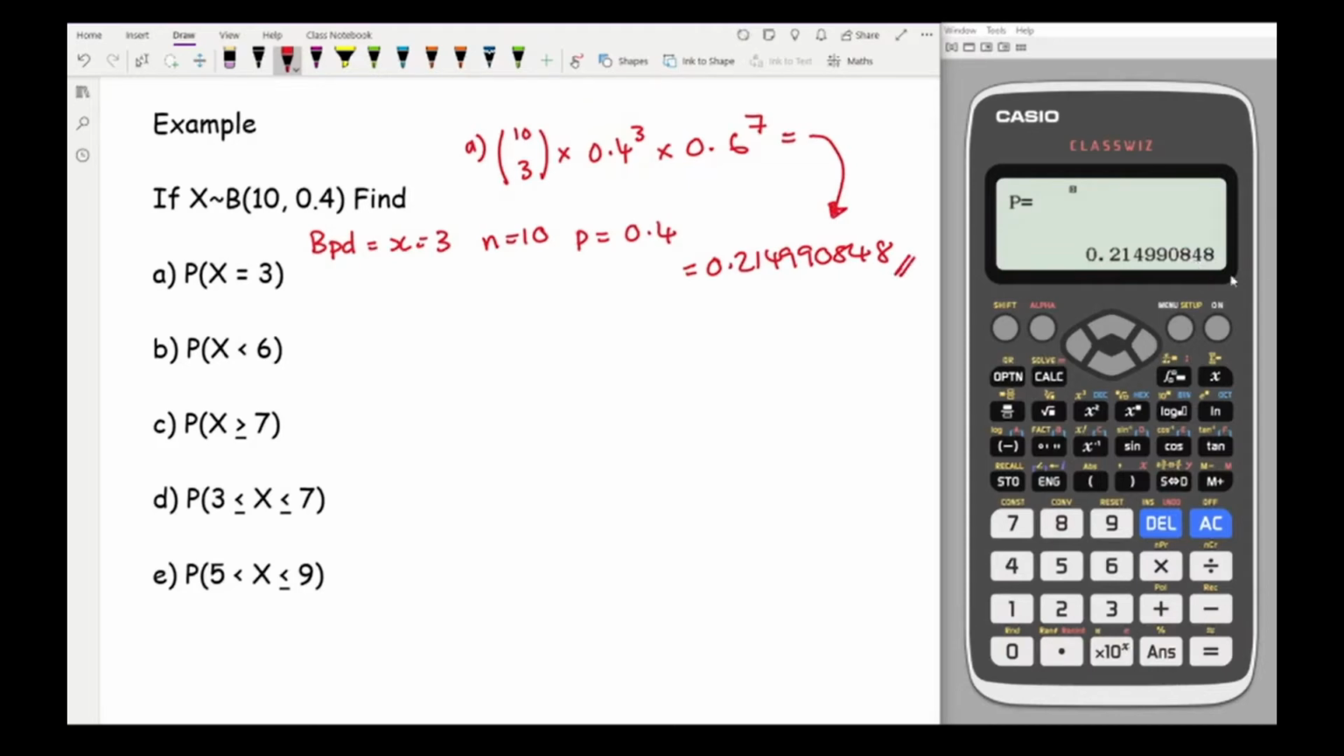Now, if I just go back and show you what list mode does, so that was giving me the exact value. Let's go to menu again and select option 7. This time I'm going to go for BPD again, but this time I'm going for list. Now here I've got to enter values in, so I can work out multiple values. As you can see, I've got n equals 10.